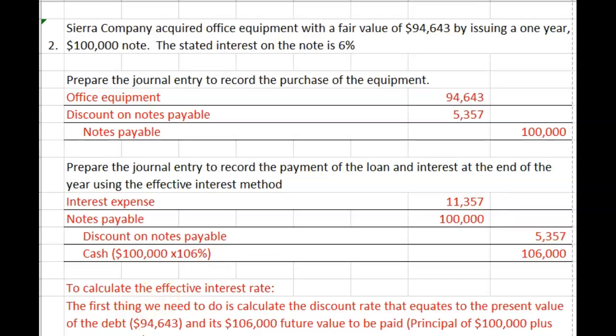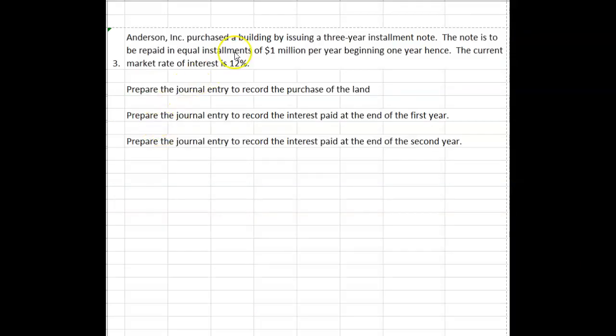Okay. The last problem we need to work on is Anderson. It's not as difficult as Sierra Company. Anderson, Inc. purchased a building by issuing a 3-year installment note. The note is to be repaid in equal installments of $1 million per year, beginning 1 year hence. The current market rate of interest is 12%.